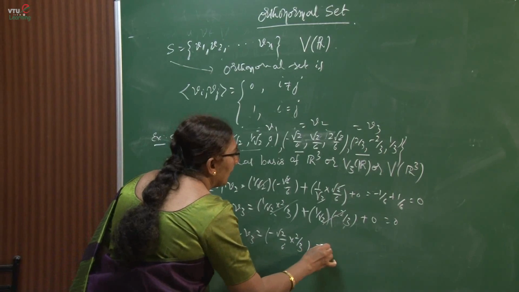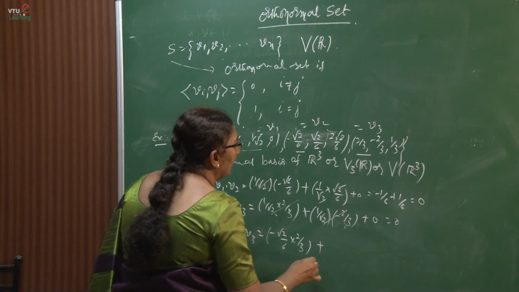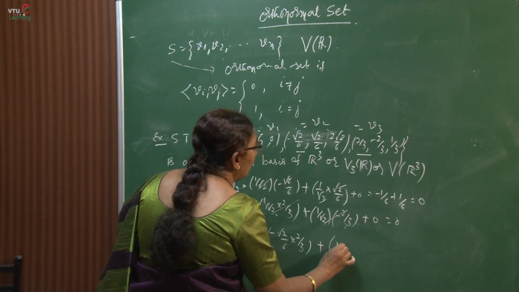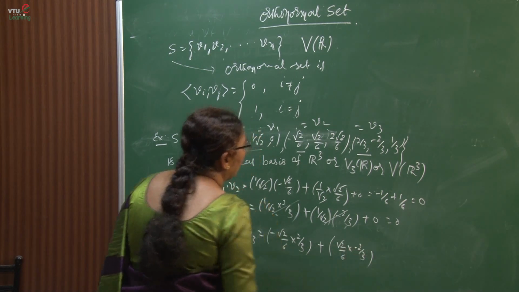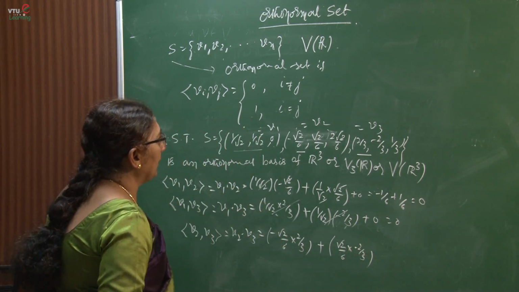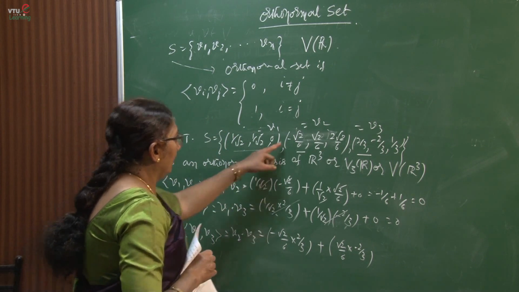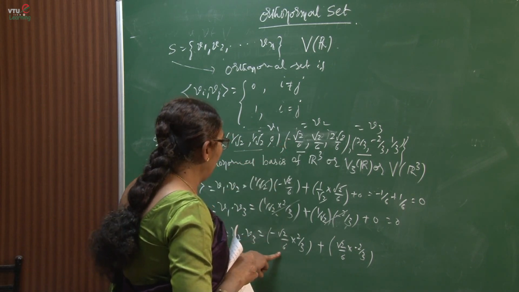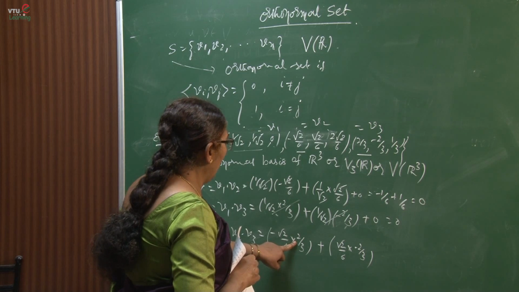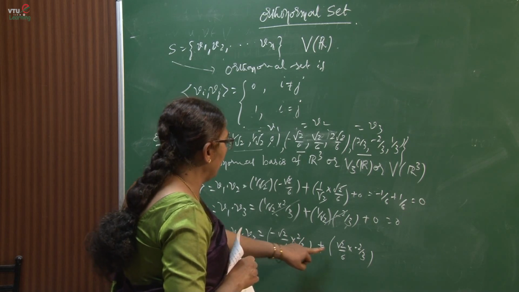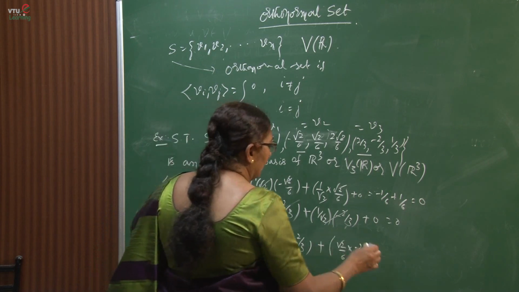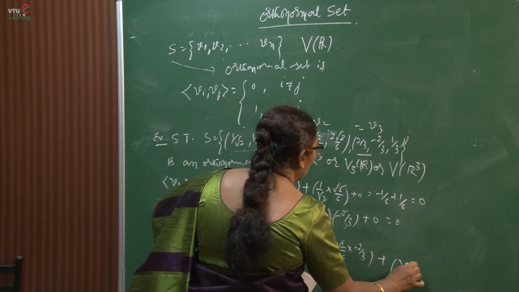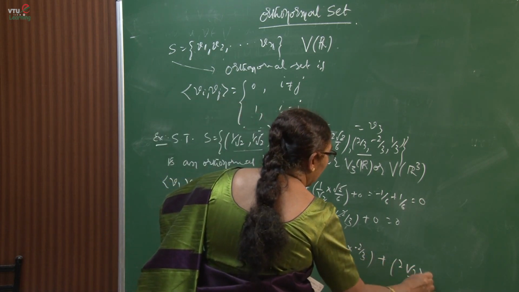Okay. The another value is plus root 2 by 6 into minus 2 by root 3. Yeah, V2 dot V3. Minus 2 by 6 into, actually, 2 by 3. Another value: root 2 by 6 minus 2 by 3. Okay, fine. This value plus 2 root 2 by 6 into 1 by 2.